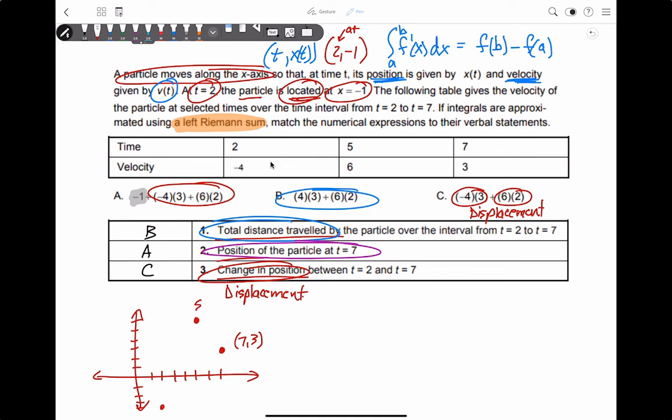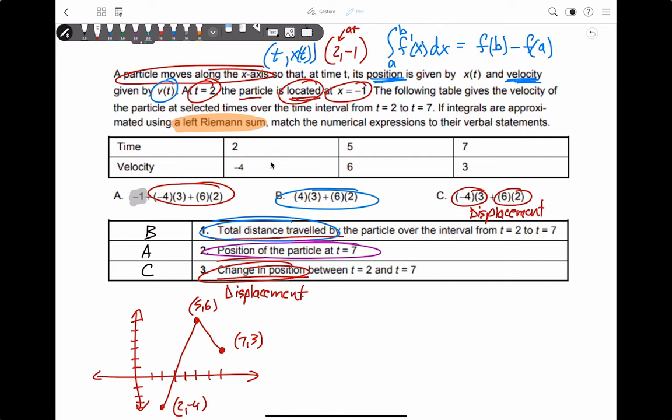This is our velocity function, if you will, and it's from 2 all the way to 7. Okay. Again, this is just the velocity function. So if I wanted to find the area underneath the curve, I'm going to have to look at certain interpretations as far as left Riemann sums, right Riemann sums, and midpoint, and so on and so forth.